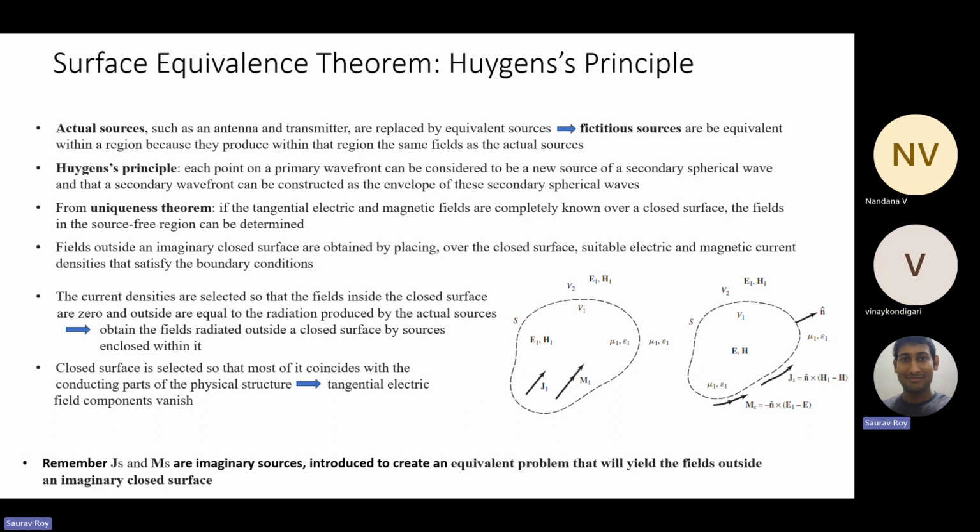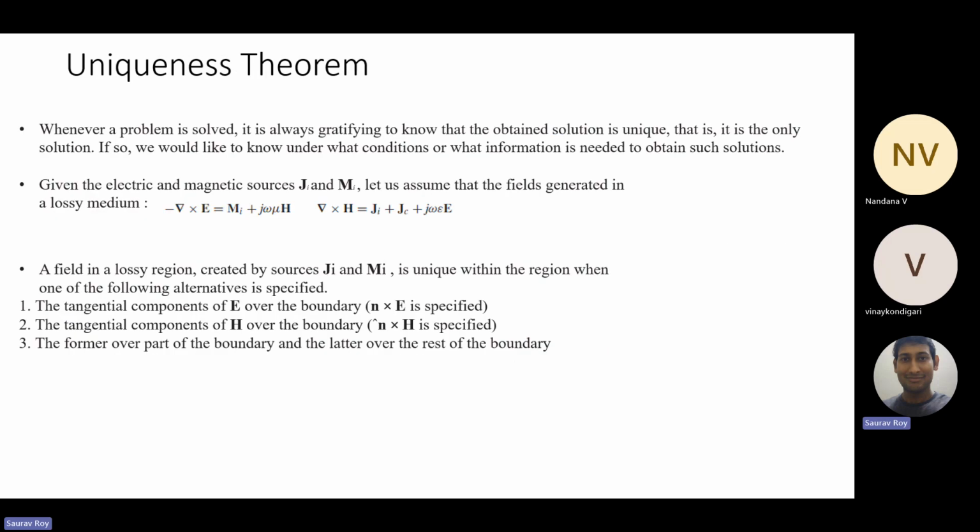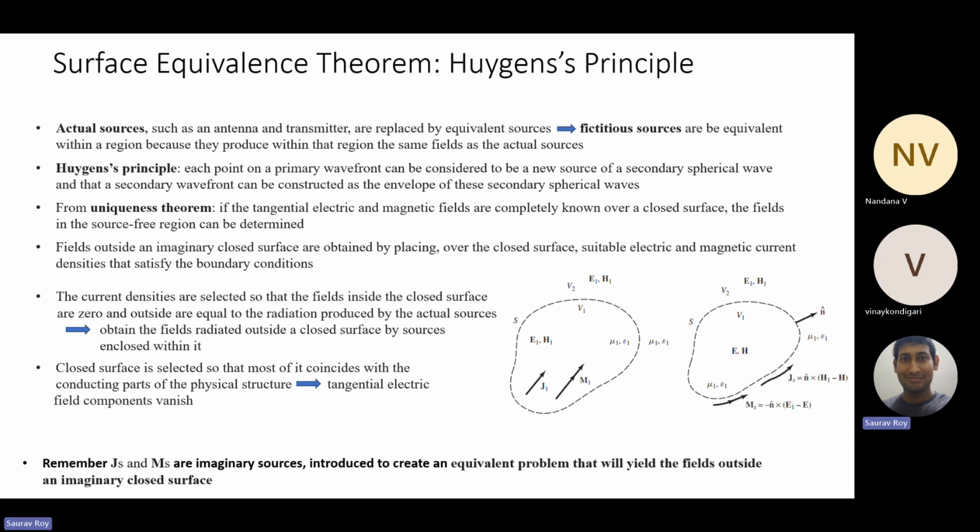Now see, the question is, if you get JS and MS, how do you know that what you calculate from JS and MS, U1 and H1, is true or a unique solution? You again don't know, right? That was the point of the uniqueness theorem. How do you know it is the actual, unique solution? From this JS and MS, you don't have any idea if this U1 and H1 is going to be unique. So how do you ensure that it is the unique solution?